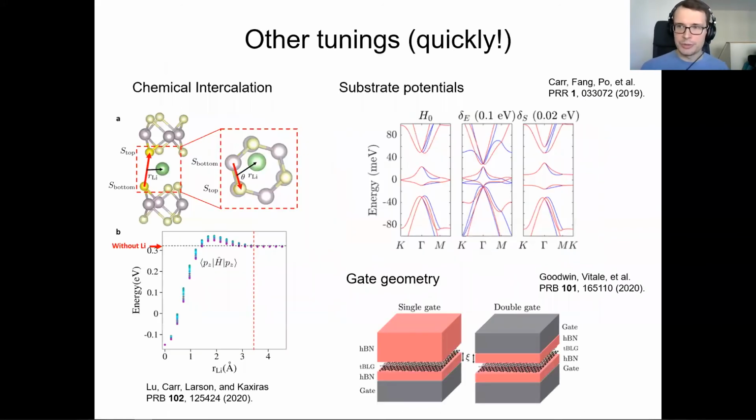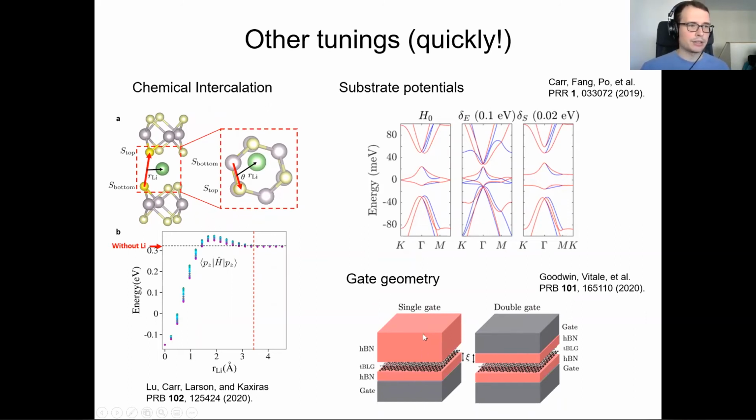Okay, and there's a lot of other tunings. I don't have time to talk about them, but really quick, there's chemical intercalation. You put an atom in between the layers, you can increase the tunneling between those states. So that's kind of useful. When you introduce some sort of substrate like hexagonal boron nitride, like they did for the Hofstadter butterfly experiment, you can open gaps that otherwise would not be able to be opened, and that might be useful for applications or experiment.